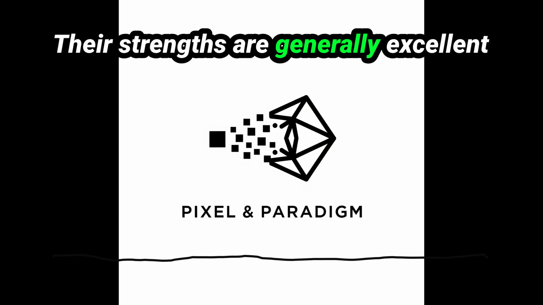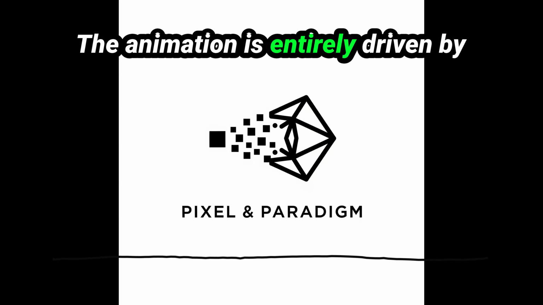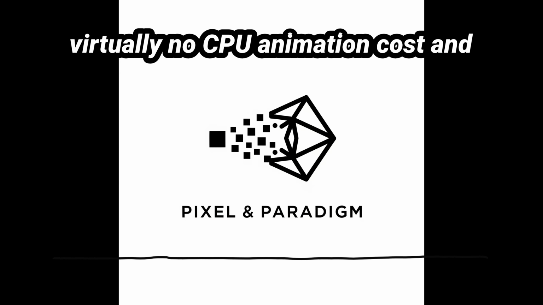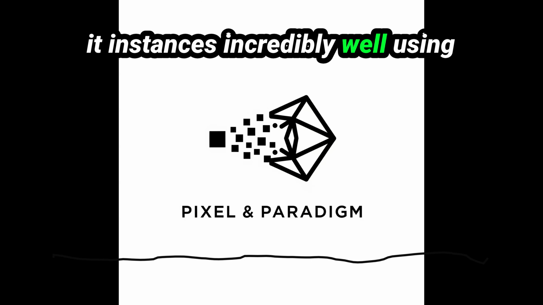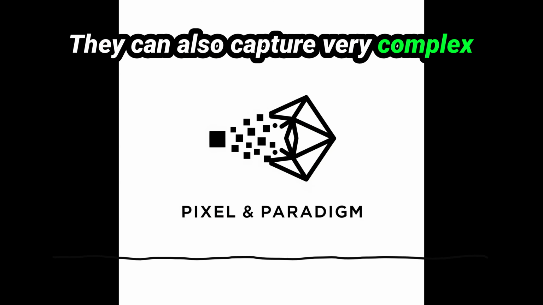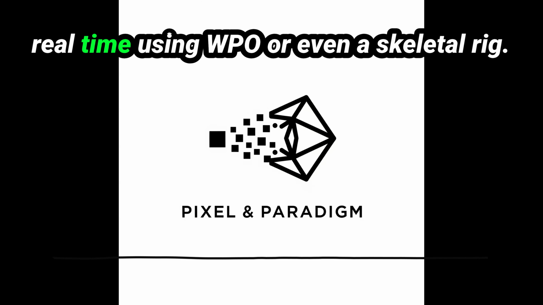Their strengths are generally excellent CPU performance and very low draw calls. The animation is entirely driven by the GPU shader on what the engine considers a static mesh, so there's virtually no CPU animation cost, and it instances incredibly well using standard static mesh instancing. They can also capture very complex, pre-baked motion that might be too computationally expensive to simulate in real time using WPO or even a skeletal rig.